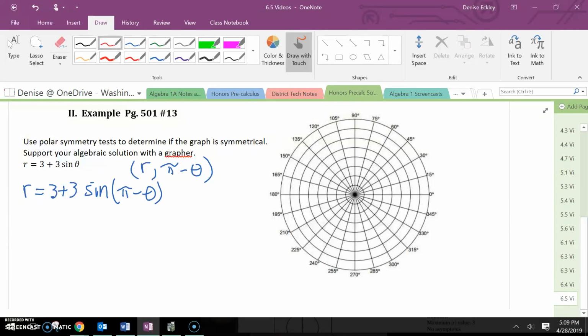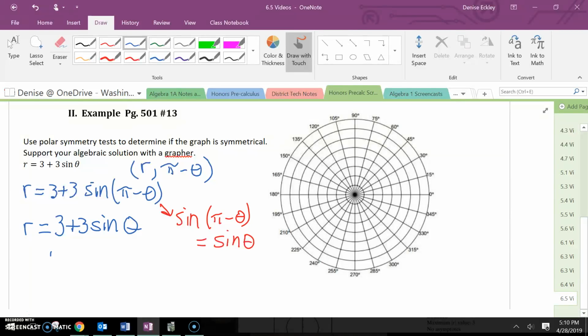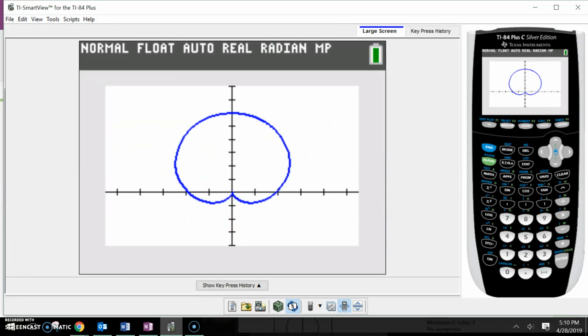And what you want to remember is that sine of pi minus theta is equal to sine of theta. That's one of our identities that we learned in chapter 5. So we get r equals 3 plus 3 sine theta. So we get the original equation back, which means that this does indeed have y-axis symmetry. And we also verified that on our graphing calculator. So we know for sure that this graph has y-axis symmetry.